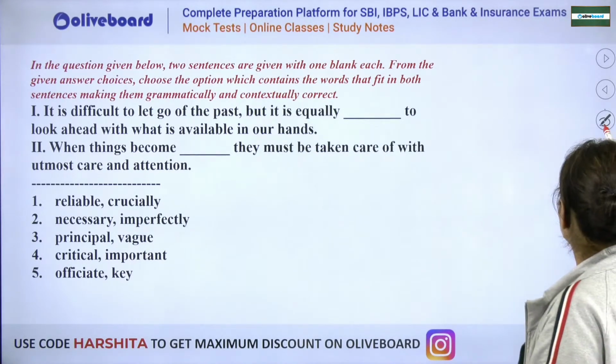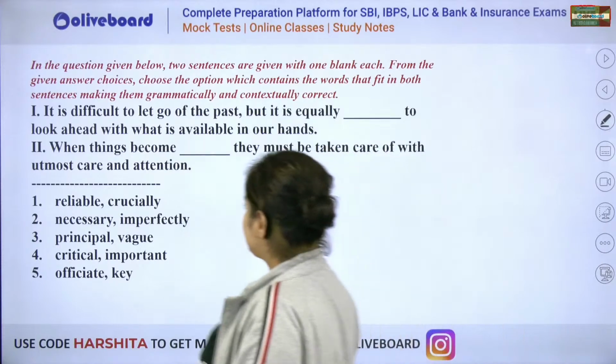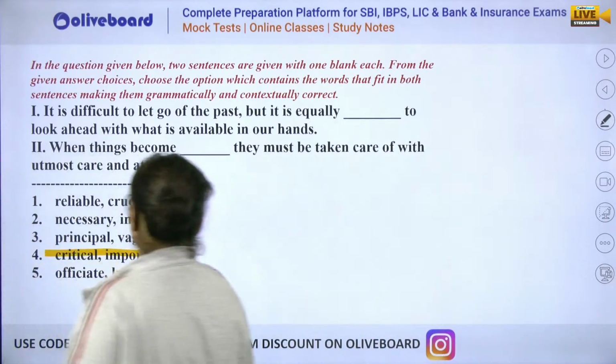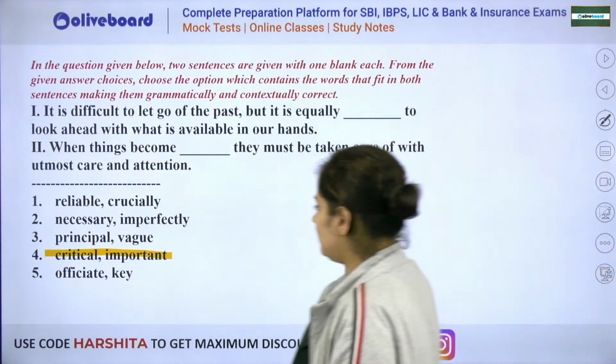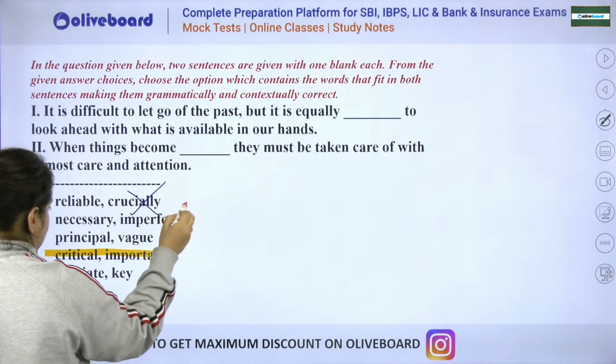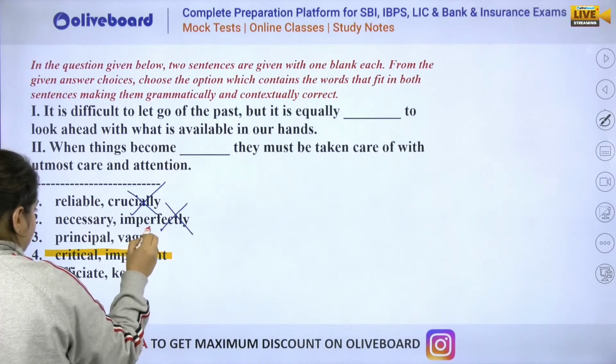Very easy one. Yes. It is equally critical or important. When things become important, they must be taken care of. Okay. You don't need an adverb. So "ly" cancel. Vague means unclear.